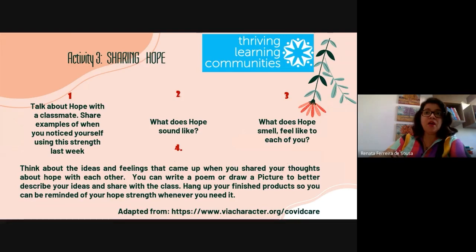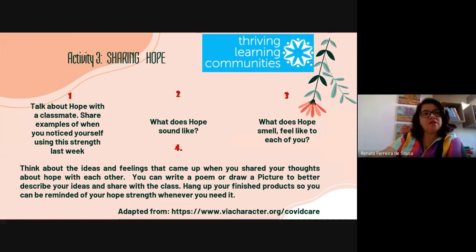For the third step, we could ask the students, what does hope smell or feel like? In this step, the students could think of what scents and textures hope could be associated with. For example, hope can be the smell of baking cakes or cookies maybe prepared by your grandmother, your mother. So the students will be recalling these memories, these emotional experiences.